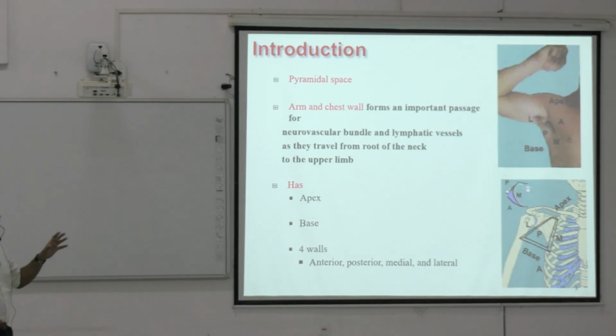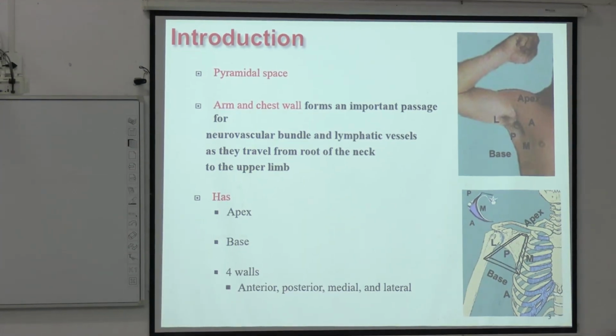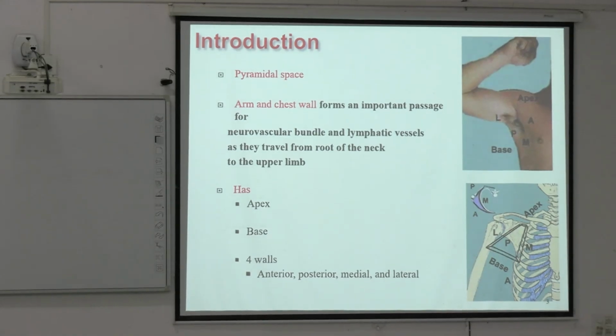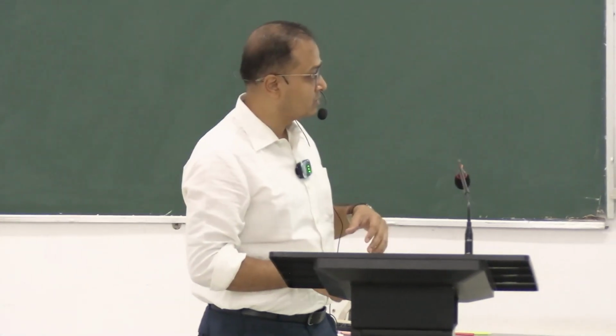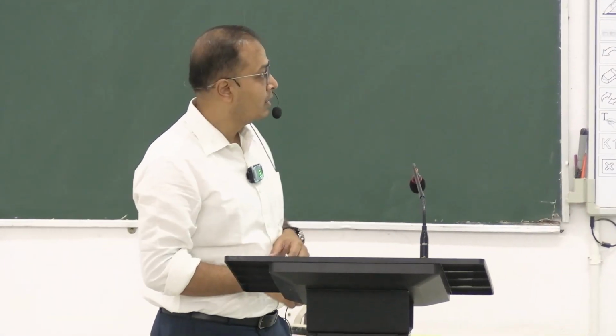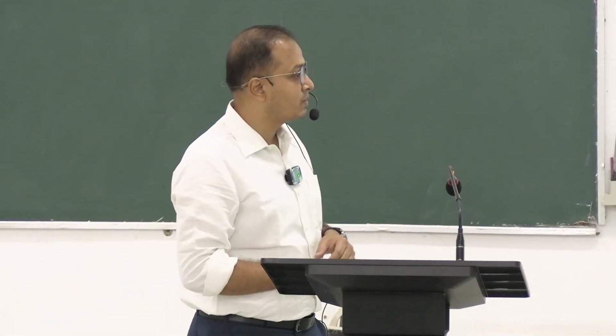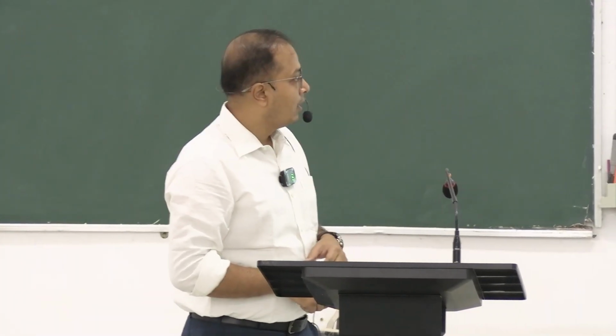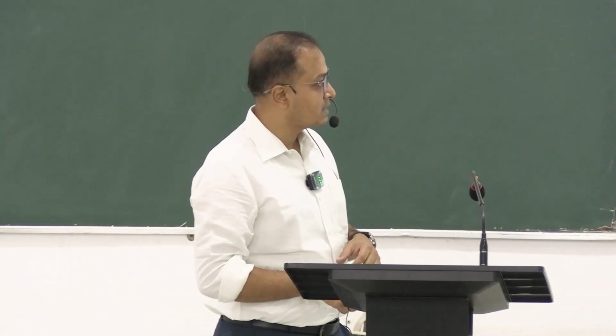It has an inverted pyramid shaped structure, or a truncated pyramid, I would say. The upper part is cut open. It has some walls and boundaries, and it has an apex and the base. The base is formed by the skin over here, by the axillary fold, and the apex is directed towards this particular clavicle or the collarbone. Now it has walls, 4 of them. We are considering the anterior wall, posterior wall, lateral wall and the medial wall.